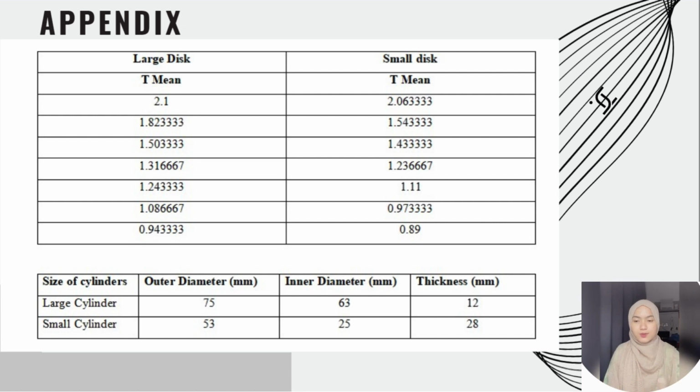Next, I will explain about the size of cylinders. They have three types of size, which are outer diameter, inner diameter, and thickness. The size of the cylinder must be in millimeter.